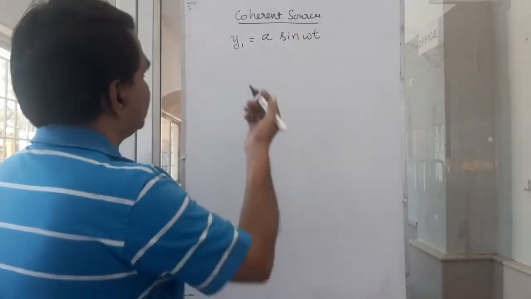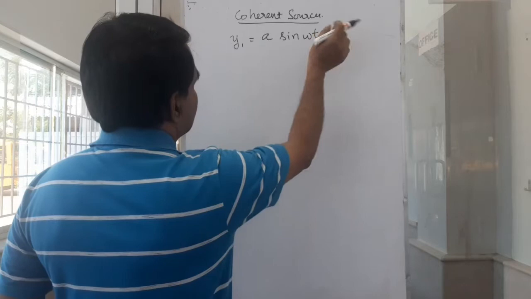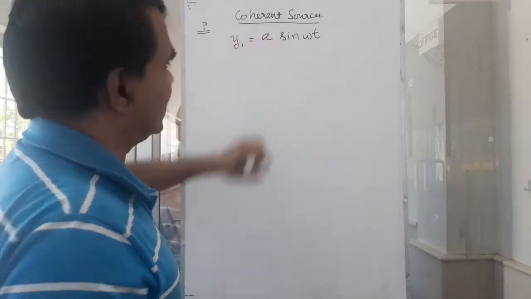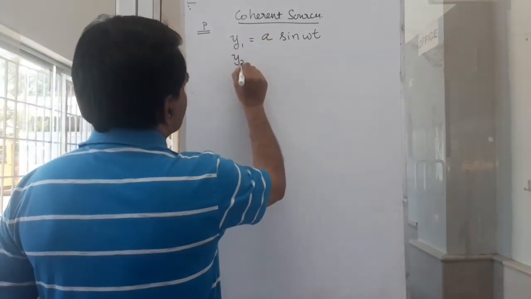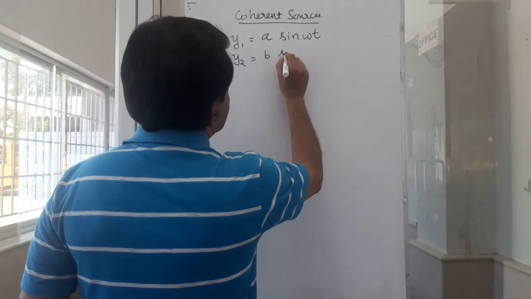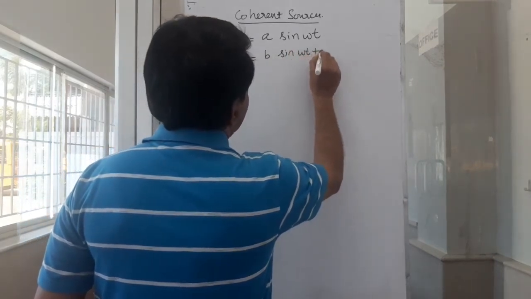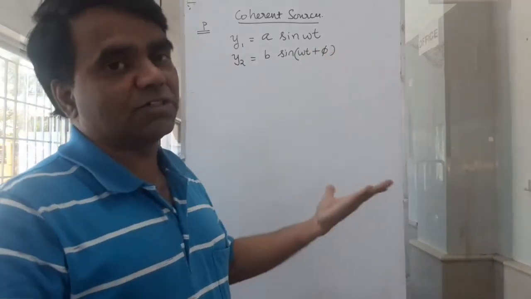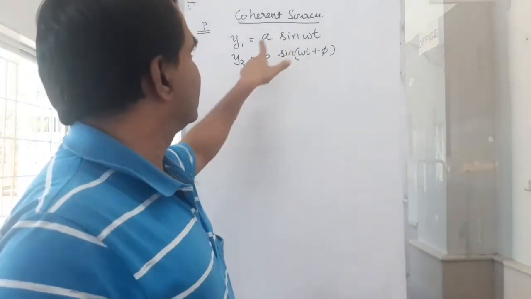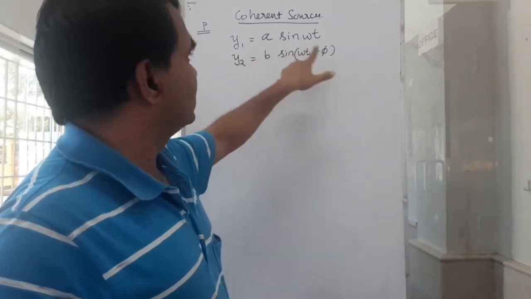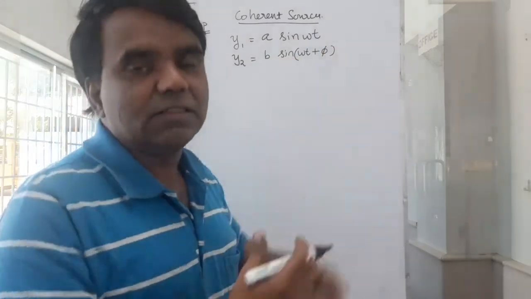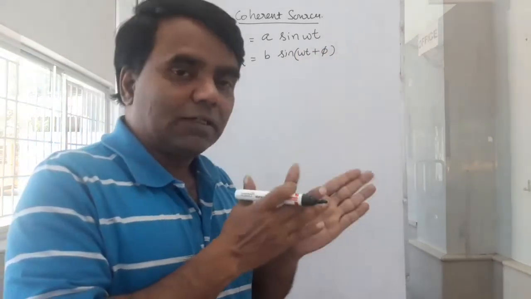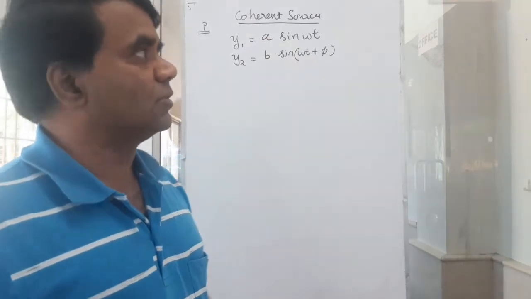Then the second one, at a particular point P. At point P, this will be the equation for y1, and then the second one would be y2. So that is going to have b sine omega t plus phi. So this is the phase difference we're talking about, and this phase difference would be constant at that point. So for these two waves, when they interfere, then they'll be constant. So that's the definition of coherent sources. We need to have the same frequency, and the phase difference between them must be constant.